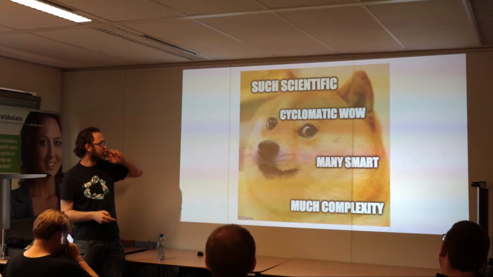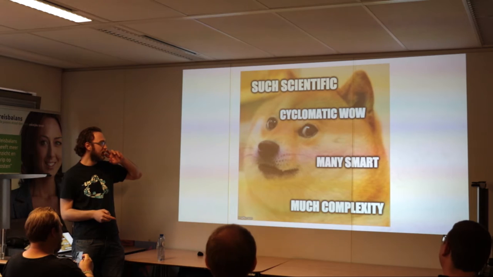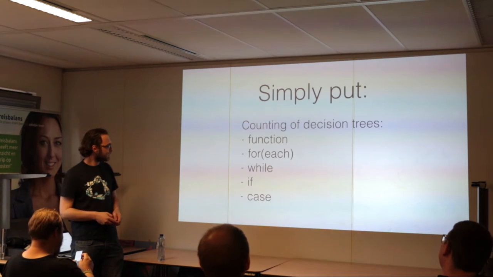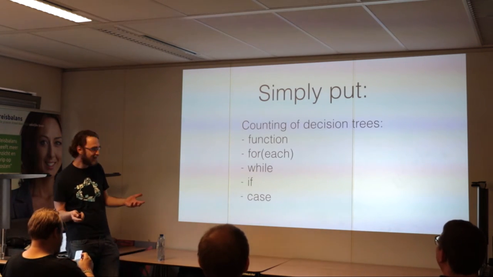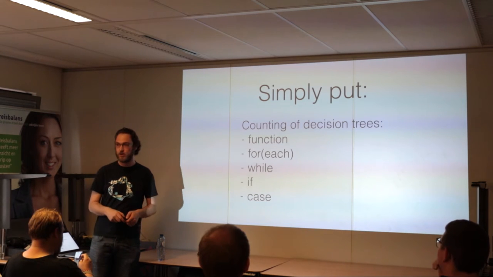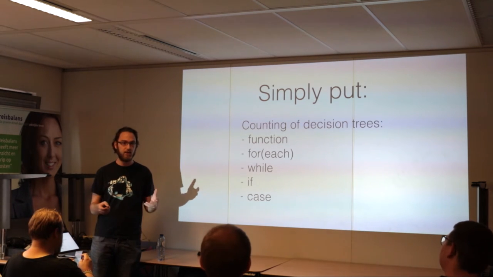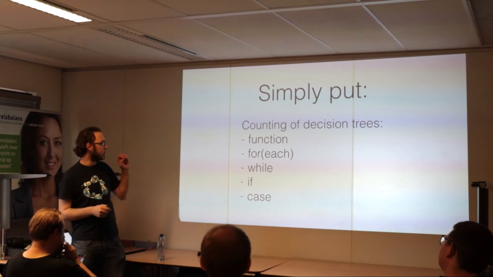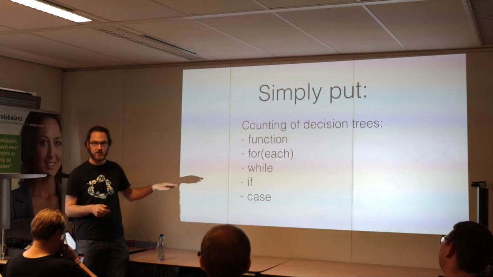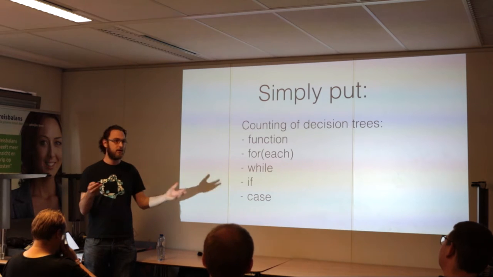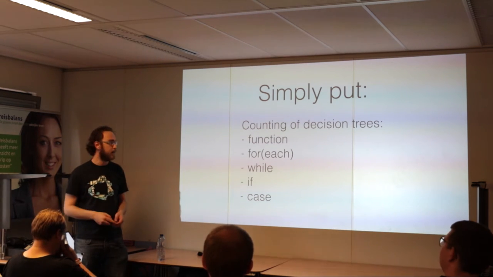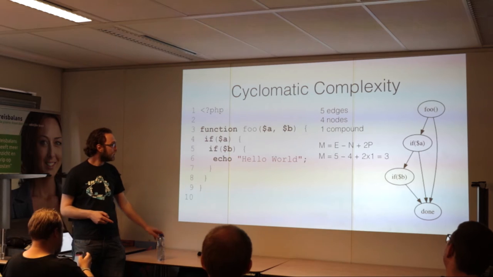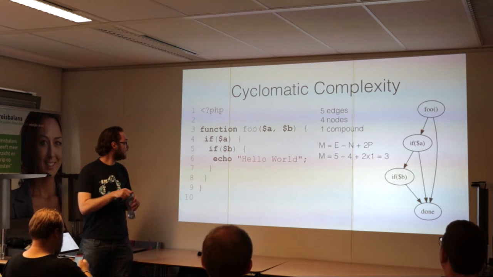So, yeah, many smart, much complexity. Simply put, it's counting decision points. Basically, cyclomatic complexity is usually about the amount of function, for, while, if, and case statements within a method, within a class, within anything like that. So, this is an example.